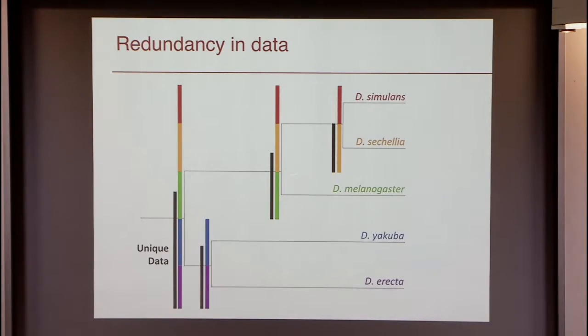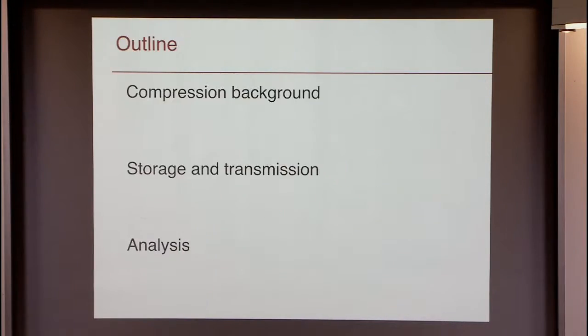And if we go a little further and bring in Drosophila melanogaster, well, the unique data is a little bigger, but still, we're doing better. Even when we bring in much more distantly related species, we see that the unique data is relatively small compared to the concatenated set of all the genomes. All right, so maybe compression is useful in looking at genomic data.